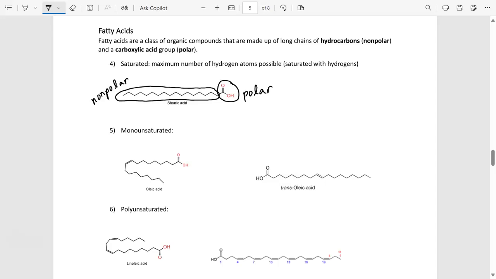Okay. And we're going to categorize fatty acids into one of three types. We've got saturated, monounsaturated, and polyunsaturated. So saturated and unsaturated fatty acids, we've talked about before in the past in this section. Remember that saturated means that you have the maximum number of hydrogen atoms possible. And we talked about how when we're trying to have the maximum number of hydrogen atoms, we're going to have all carbon-carbon single bonds.